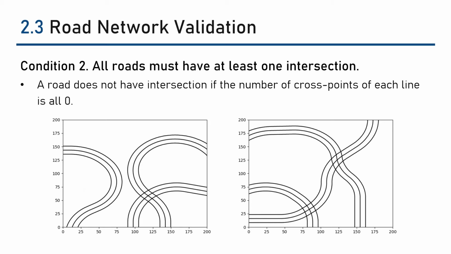After checking partial overlap, it should be checked that all roads have at least 1 intersection. If a road does not intersect with another road, the vehicle cannot move onto that road from another road. Thus, a road without an intersection becomes meaningless in a road network.